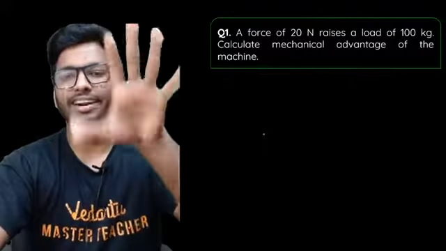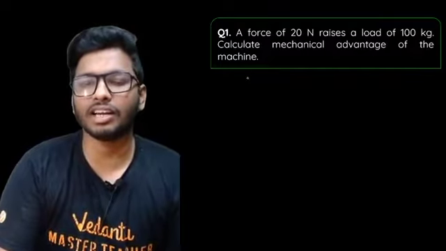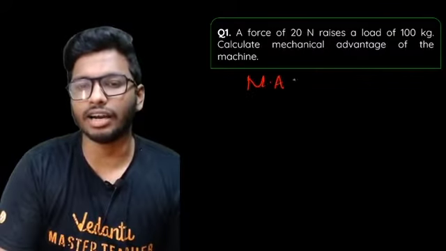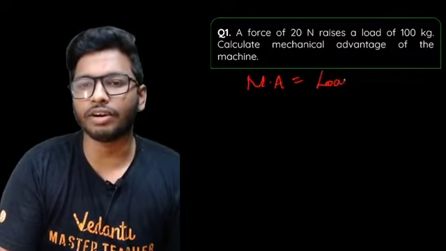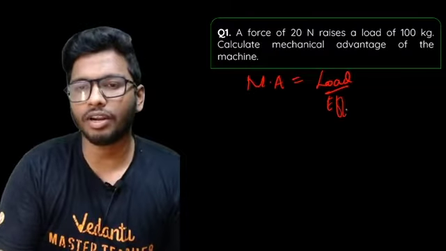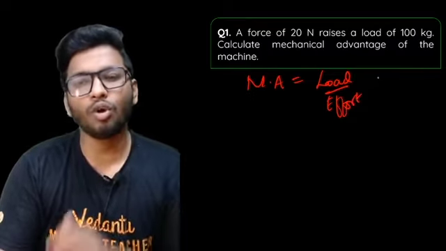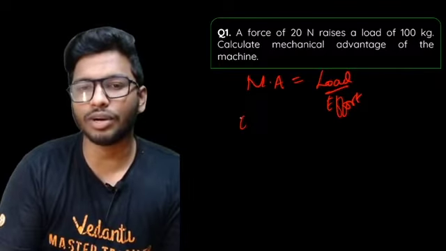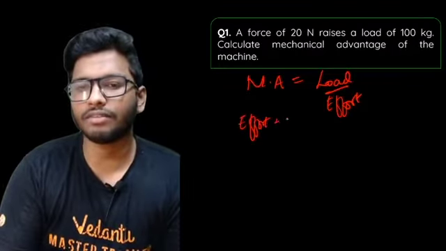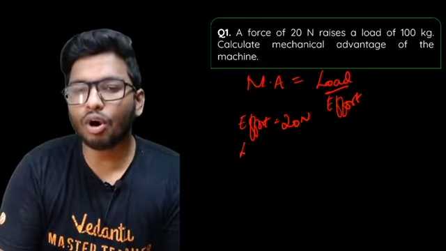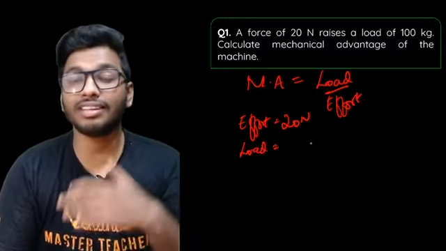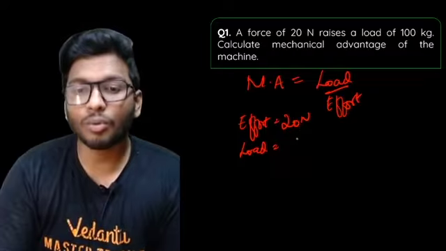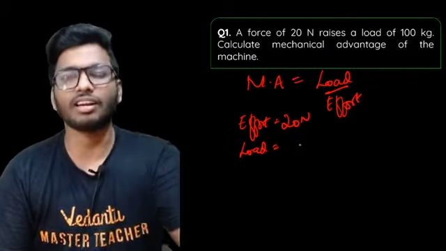First of all, write down the formula. What is the formula of mechanical advantage? Mechanical advantage is equal to load by effort. Now in this case, the effort is directly given as 20 Newton. But the load, on the other hand, they've given in terms of kgs. So what you have to do is calculate the weight, calculate the force.